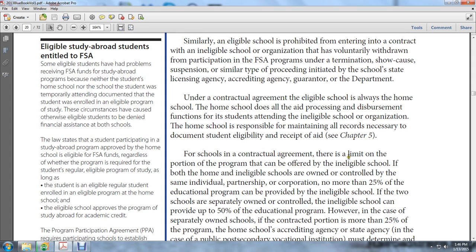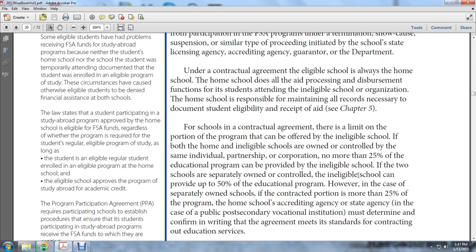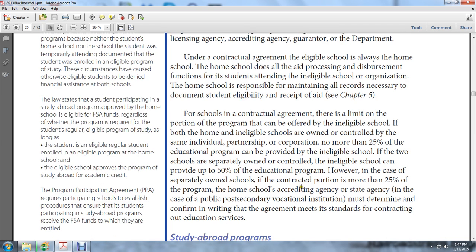For a contractual agreement, there are limits on the portion of the program that can be offered by the ineligible school. If both the home and ineligible schools are owned and controlled by the same individual, partnership, or corporation, no more than 25% of the educational program can be provided by the ineligible school. If the two schools are separately owned or controlled, the ineligible school can provide up to 50% of the educational program. However, in the case of separately owned schools, if the contracted portion is more than 25% of the program, the home school, its accreditation agency, or state agency in the case of a postsecondary vocational institution, must determine that the written arrangement meets the standard for contracting educational services.